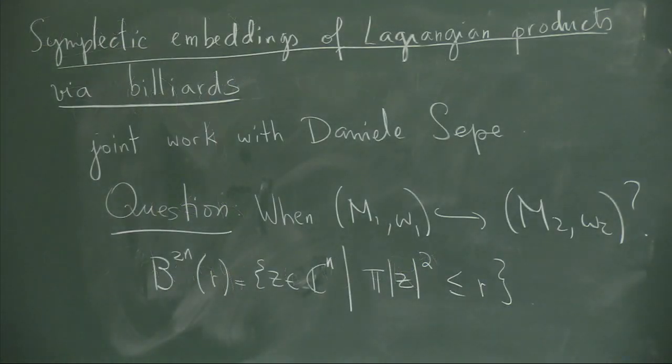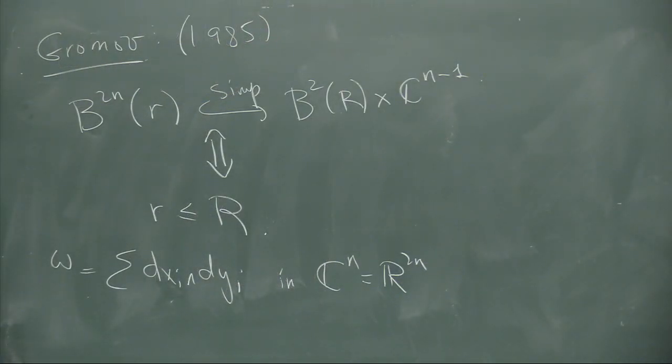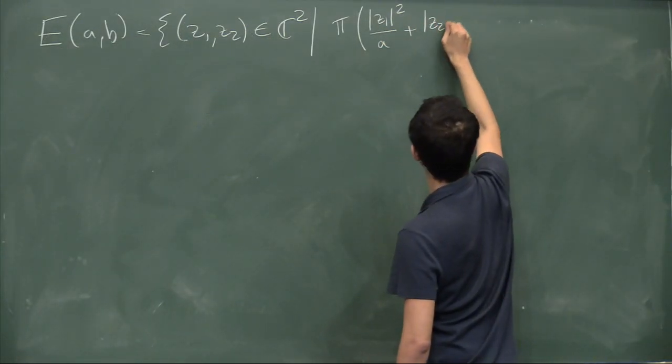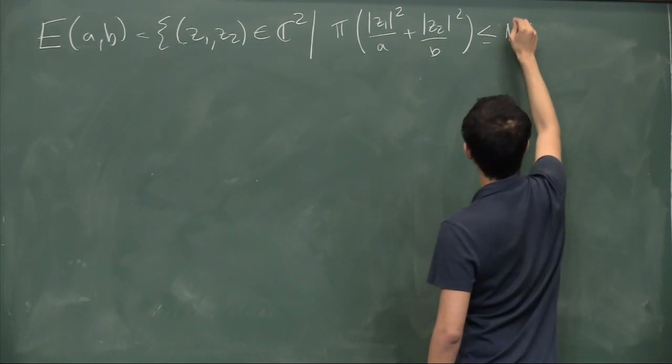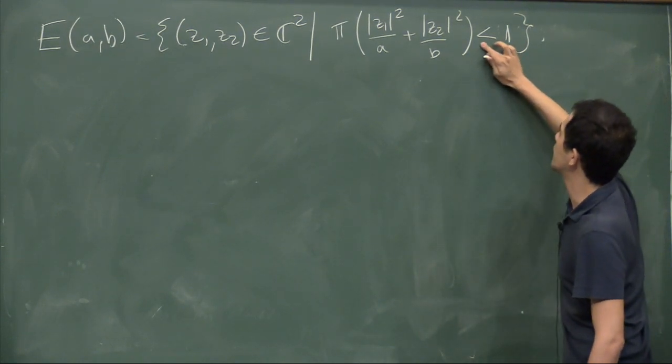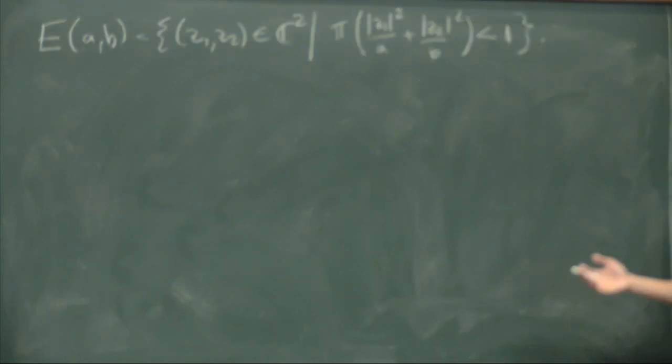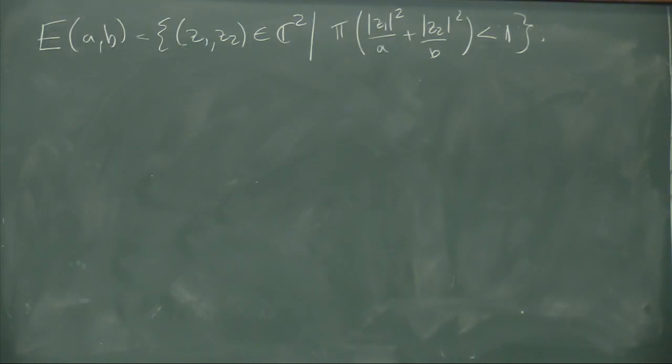So the next result I want to tell you about is about embedding ellipsoids in 4 dimensions. So in 4 dimensions, we could define an ellipsoid with parameters a and b. So this is the set of z1, z2 in C2, such that pi norm of z1 squared over a plus norm of z2 squared over b is less than or equal to 1. Actually, let's do the open ellipsoid. And you can see that you actually only need 2 parameters to define the general ellipsoid in dimension 4, because up to a symplectomorphism, we can make 2 of them the same.